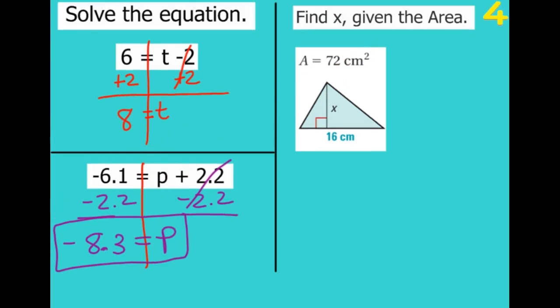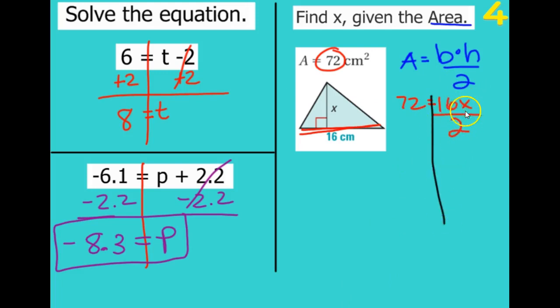Alright, next, this last one here says, find x when you're given the area. Well, we know the area of a triangle is base times height divided by 2. So our area right here is 72. Our base is 16 times our height, which is x, and it's all divided by 2.